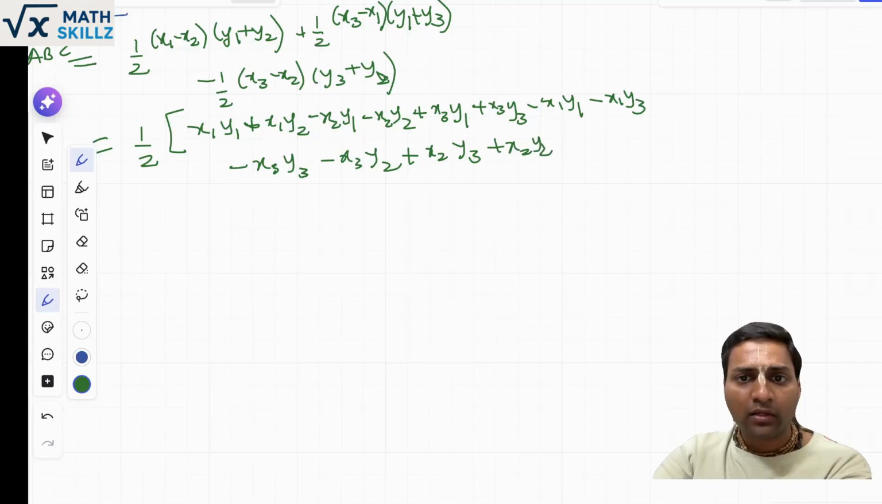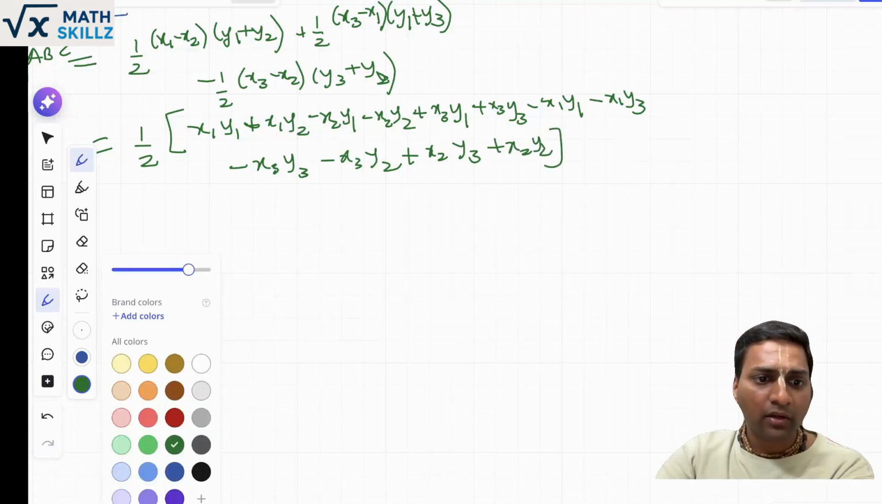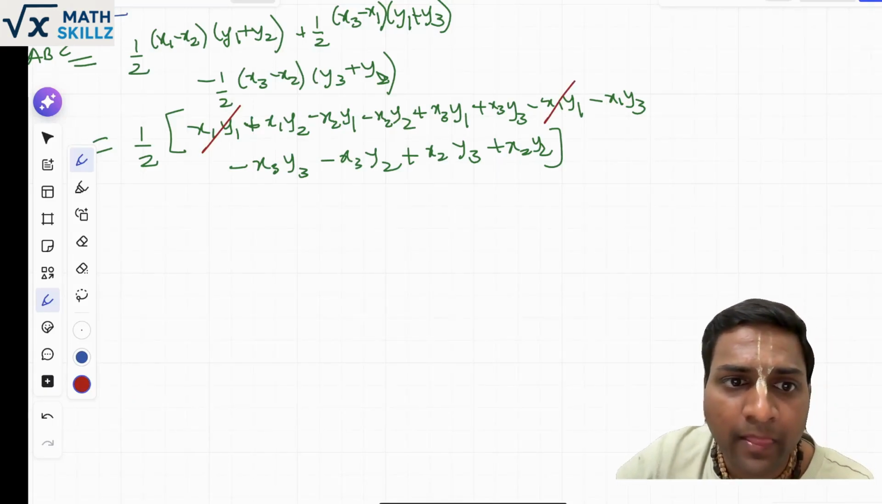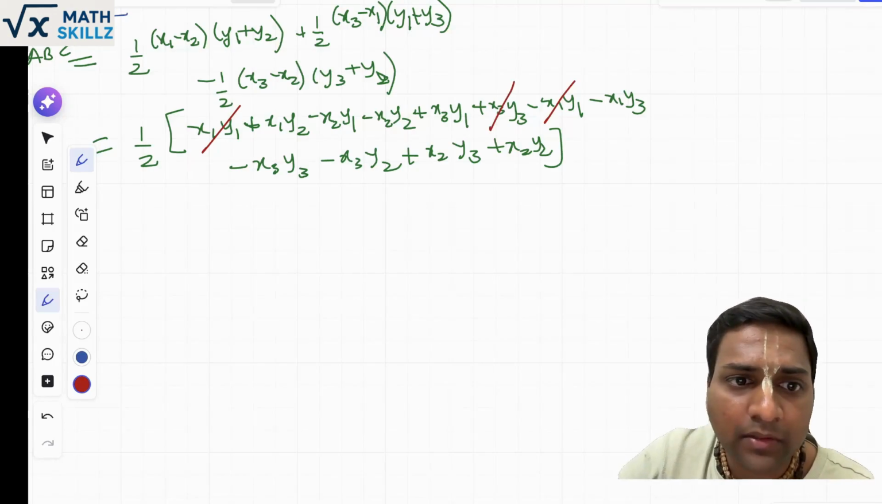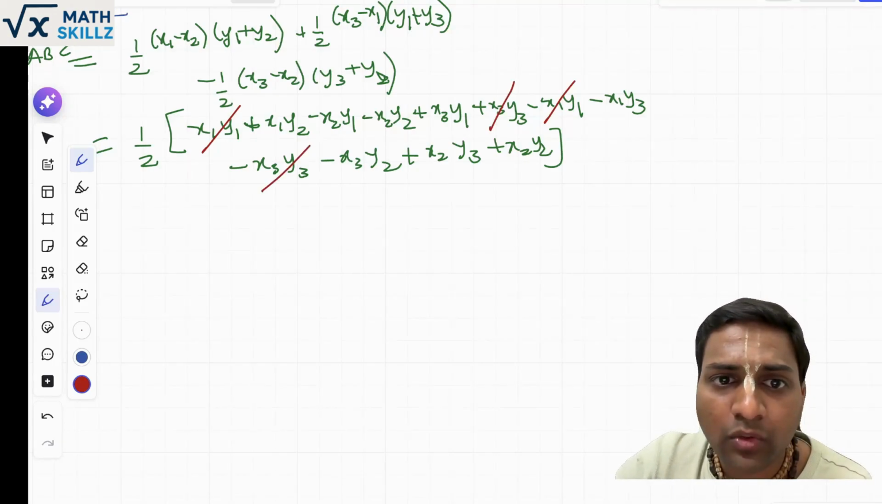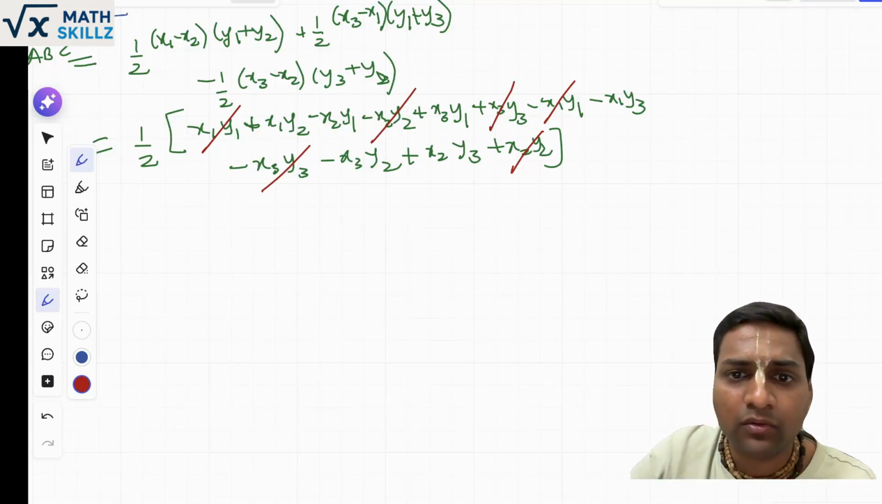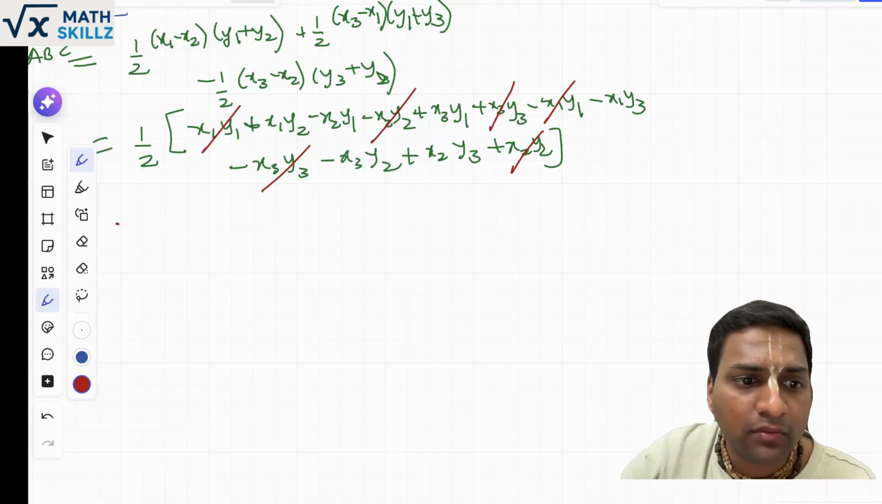Now we can cancel out the terms which have opposite signs. Like we have x1 y1 and minus x1 y1, and we have x3 y3 and minus x3 y3, and we have x2 y2 and minus x2 y2. So the remaining terms will not get cancelled out, so we need to write the equation.